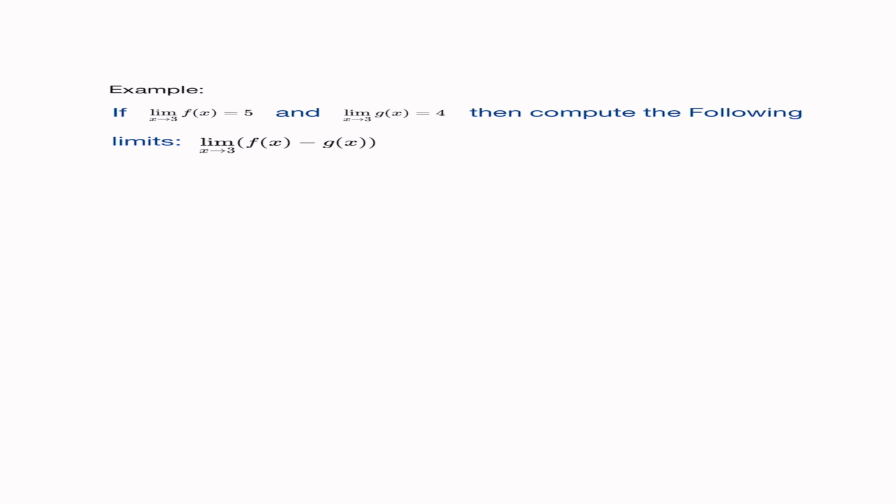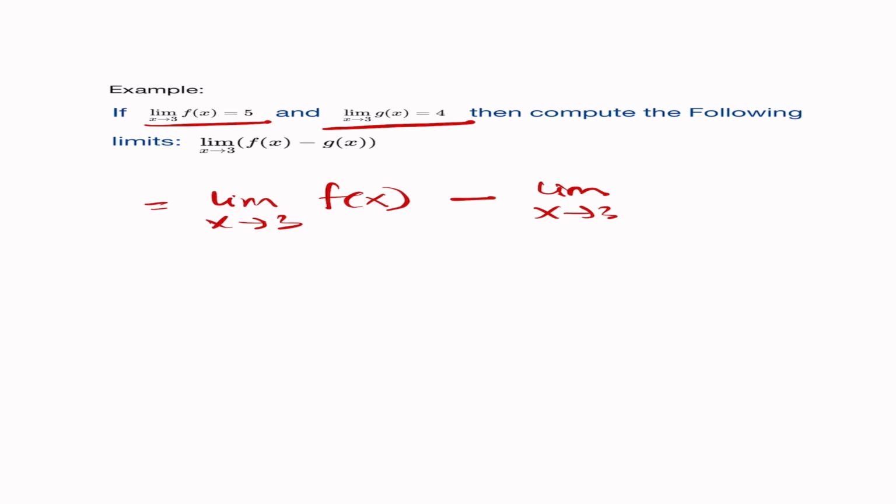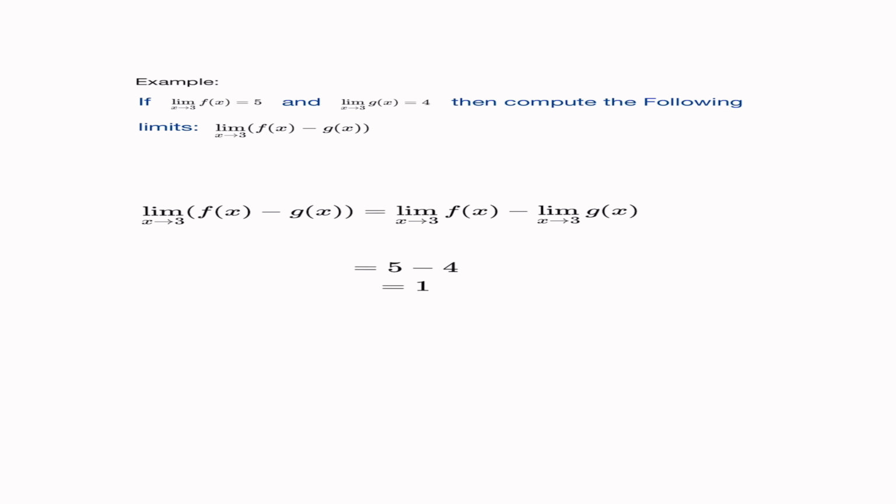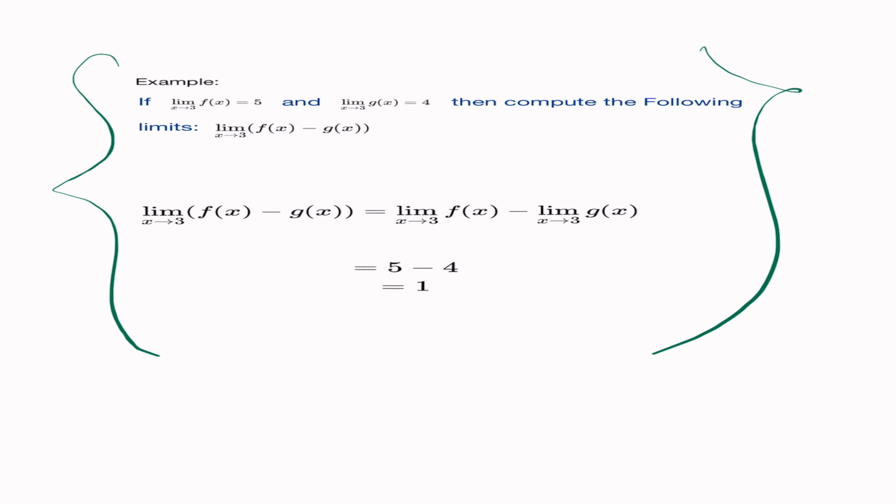Let's do an example with the same functions we used for the addition. So it's going to be the limit as x approaches 3 of f of x minus the limit as x approaches 3 of g of x. You just have to write down the answer. This is 5, and this one is 4, so 5 minus 4 is 1. That is our answer. You guys can take a look at the detailed explanation.